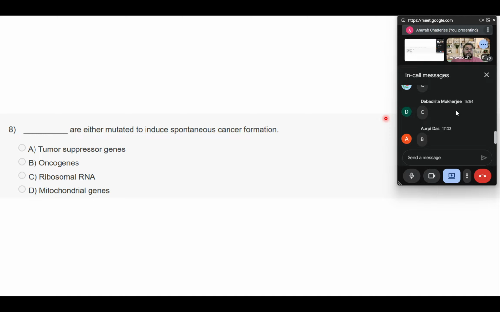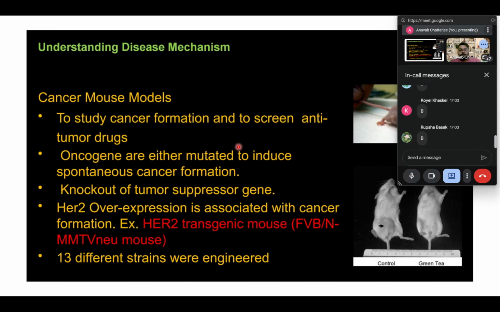Okay, so Aurabi and Chanda both have said B, oncogenes. Jyoti says it is A, tumor suppressor genes. And Jyoti changes her answer to B. Khadija, Koel, and Ruksha also say B. Oncogenes are mutated to induce spontaneous cancer formation. So let us look at it.